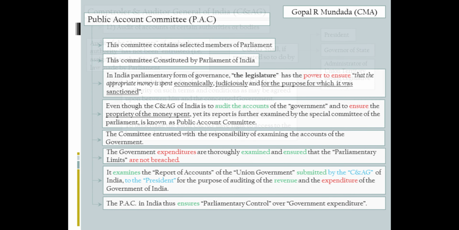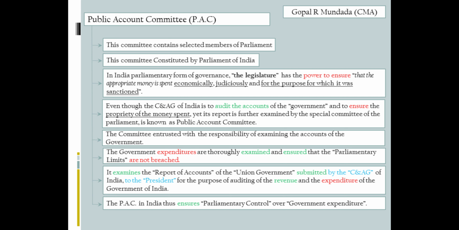So guys, next is the Public Account Committee. This committee contains selected members of the Parliament. Next, this committee is constituted by the Parliament of India. In India, under the parliamentary form of governance, the legislature has the power to ensure that the appropriate money is spent economically, judiciously and for the purpose for which it was sanctioned.